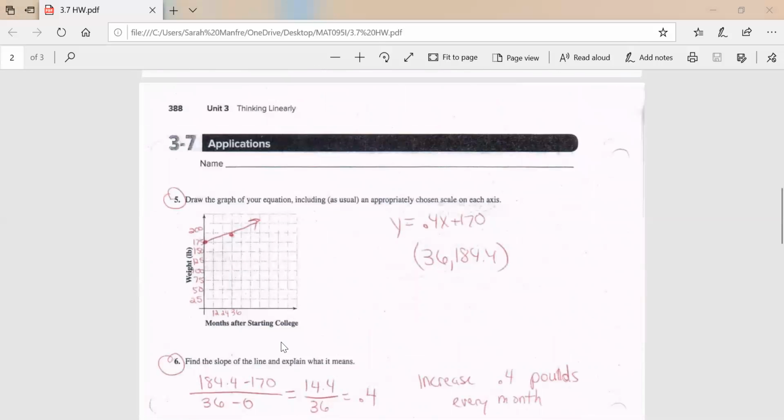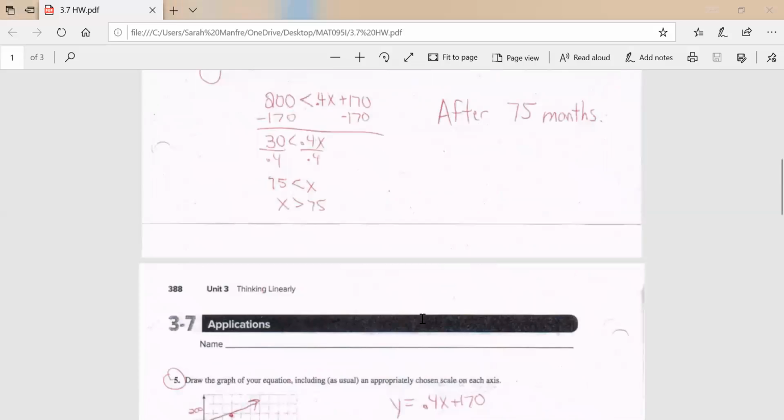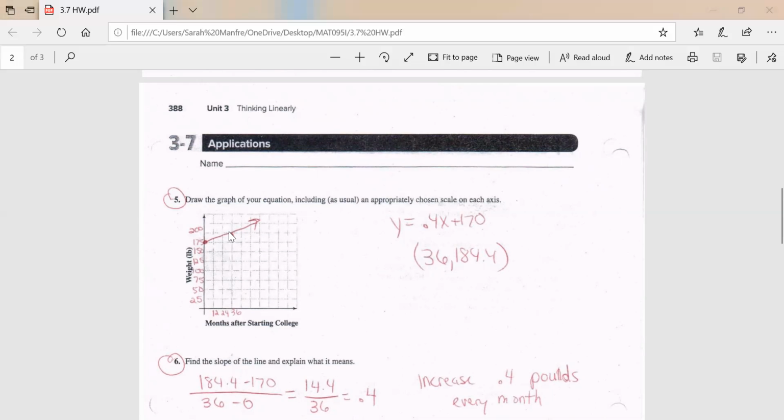All right. And then it says, draw a graph of your equation, including an appropriately chosen scale on each axis. So his weight, I counted by 25s going up. Months, I counted by 12 months because that represents a year. The starting weight's 170, which is why there's a dot here. And then we found through doing the math in problem number 3 that after 36 months, he weighed 184.4 pounds. So that's where this point came from, and I plotted it on the graph.